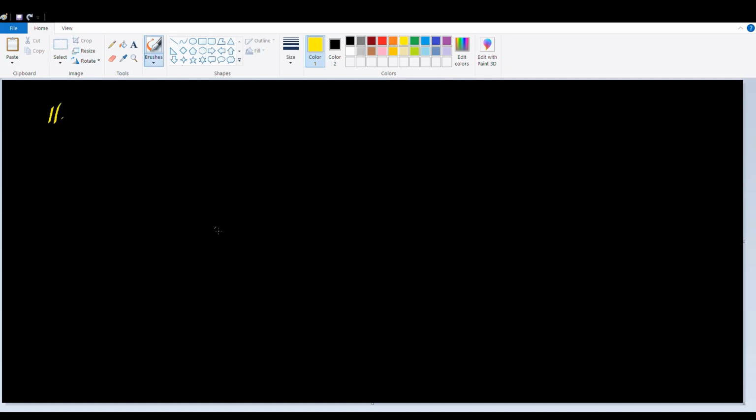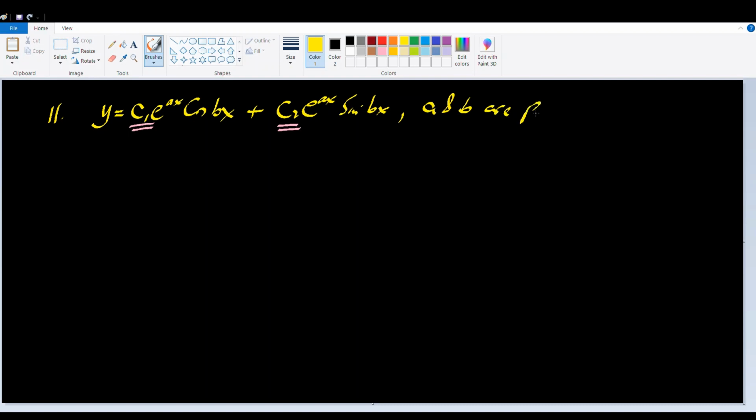So we have, let us say, y equal to c1 e to the ax cosine bx plus c2 e to the ax sine bx. C1 and C2, a and b are parameters. Hence, they are not to be eliminated. Two constants C1 and C2, we differentiate twice.